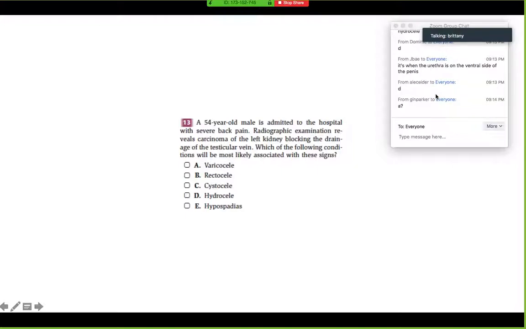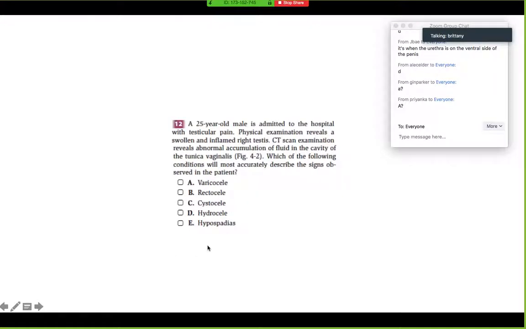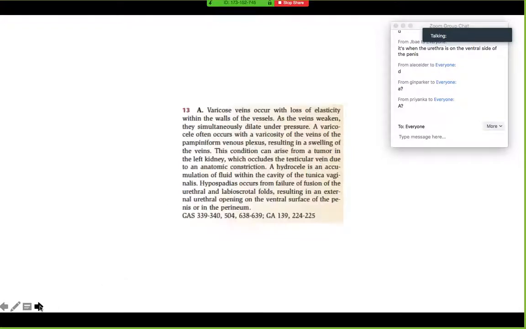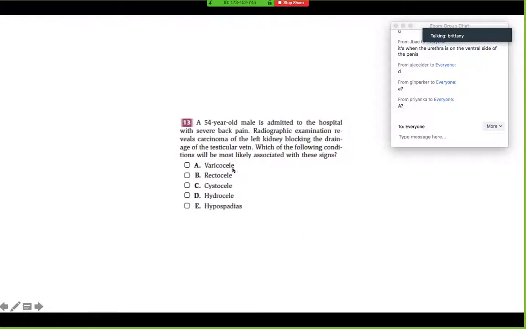Yeah, when the urethra is on the ventral side of the penis. Yeah, that word, I forgot what it was already. Hypospadias. Yes, J-Bay is correct about that. You guys are right. So the correct answer is A.